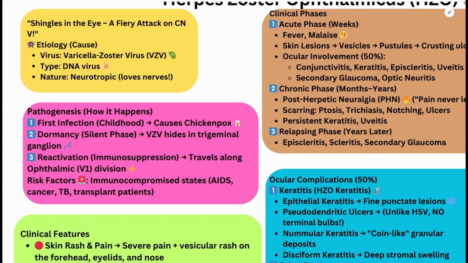So what is the etiology here? Etiology is virus, which is varicella zoster virus. The type of virus is DNA virus. And the nature is it loves nerves. So here you will see neurotropic. So there will be involvement of nerves in this case.